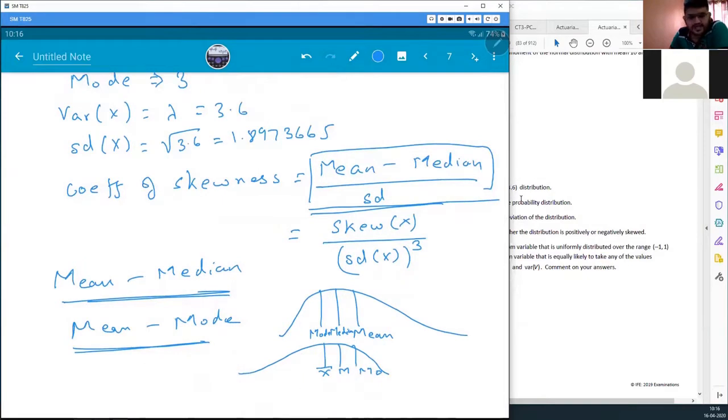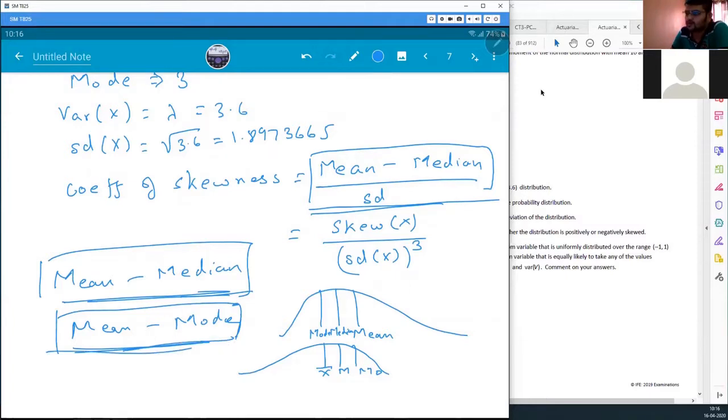So this sign shows us whether it is positively skewed or negatively skewed. Now, as the name suggests, if mean minus median is positive, then it is positively skewed. If mean minus median is negative, then it is negatively skewed. Same thing with mean minus mode. Just by looking at this mean minus mode, we can talk about whether it is positively skewed or negatively skewed.